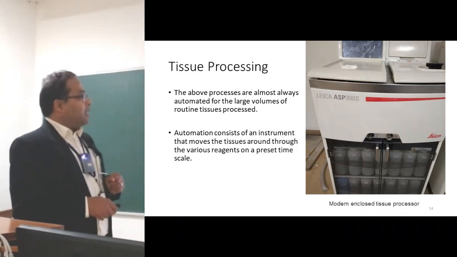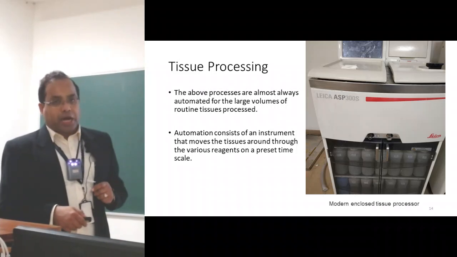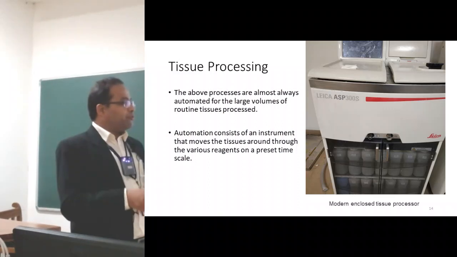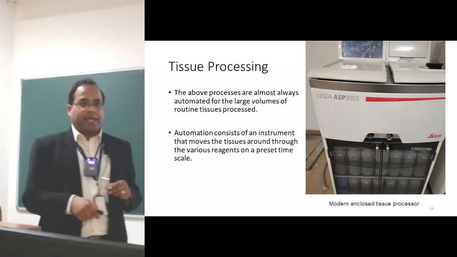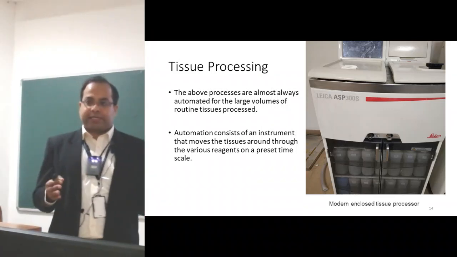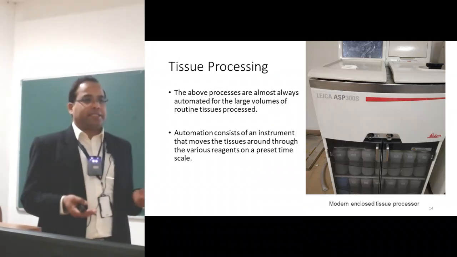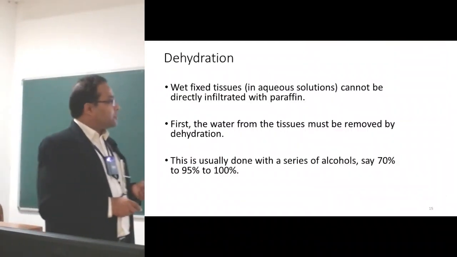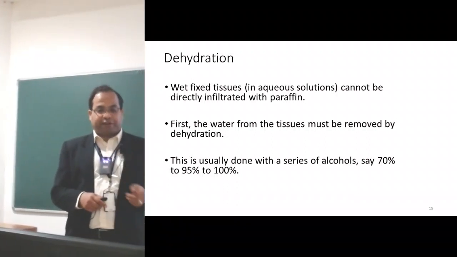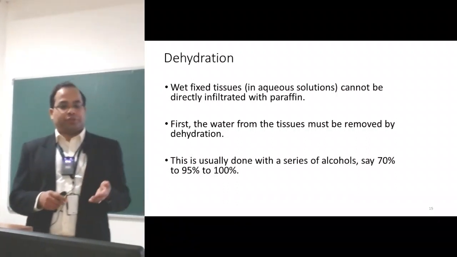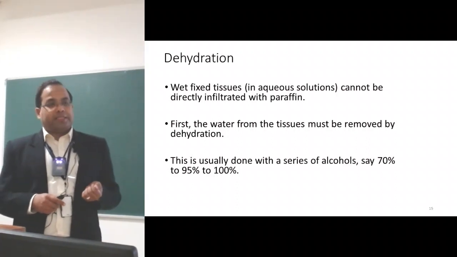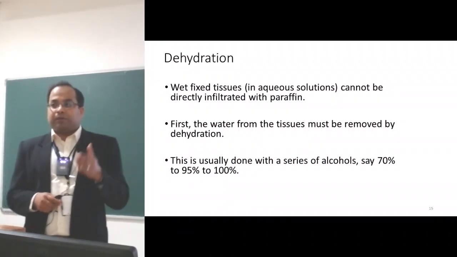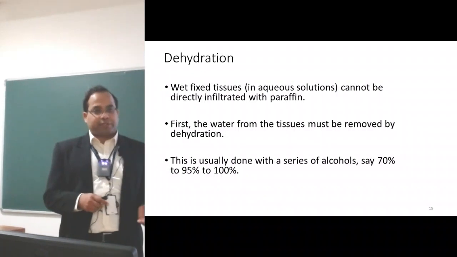Here, these are almost always automated for larger volumes of tissue. This consists of an instrument that moves the tissues around through various reagents at a pre-designated time scale. This is mostly done automated, but in smaller centers, this has to be done manually as well. Wet fixed tissues in aqueous solutions cannot be directly infiltrated with paraffin. Therefore, the water from the tissues must be removed by dehydration. This is usually done with a series of alcohols at different percentages, starting from 70% to 95% to 100%.